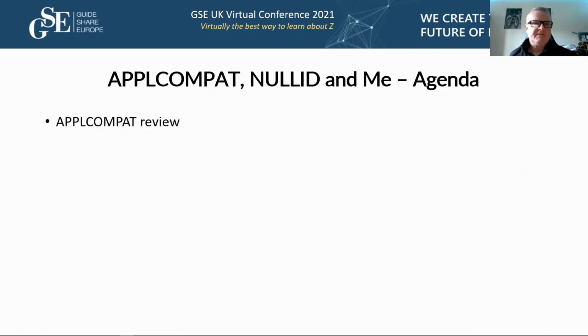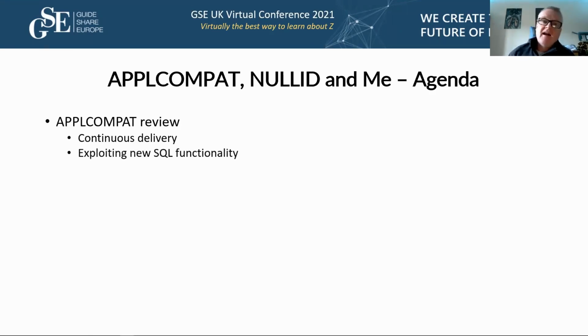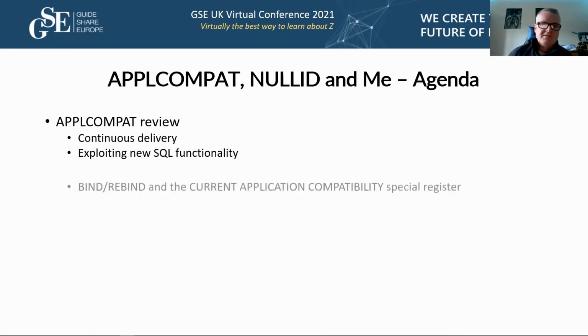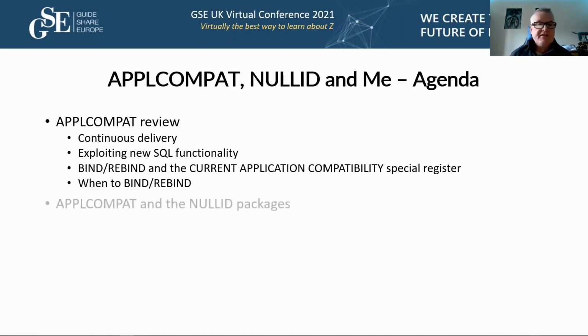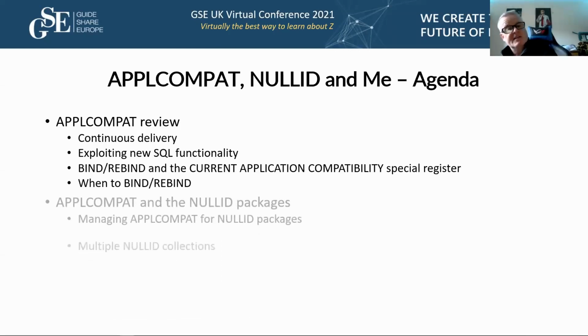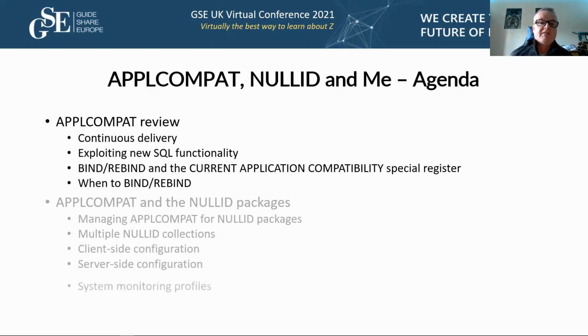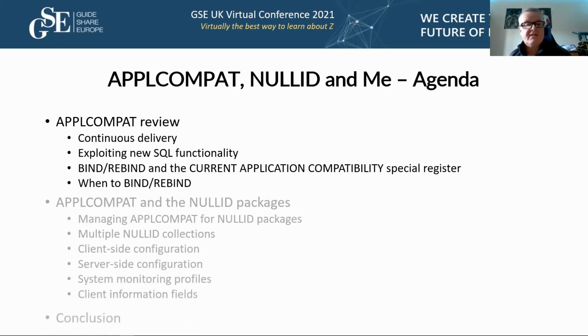So this is the agenda. We've got just a review of what it does, to be honest. You probably already know this, but we'll cover it. And then we'll go through a bit about how it works with continuous delivery, because it's changed slightly from version 11. How do you go about exploiting the new stuff, which is interesting. And then bind, rebind, what that does, the current application compatibility special register, and when we'd like to bind and rebind. That'll finish my bit, and the rest of the bits in grey are what Gareth's going to cover. That's how you're actually going to manage it and what we're going to do with the NULLID stuff and bits and pieces. It gets quite complicated after there, which is why I'm doing the first bit, obviously.